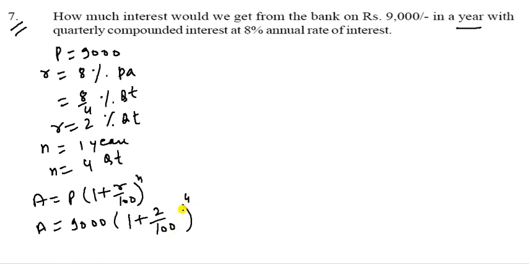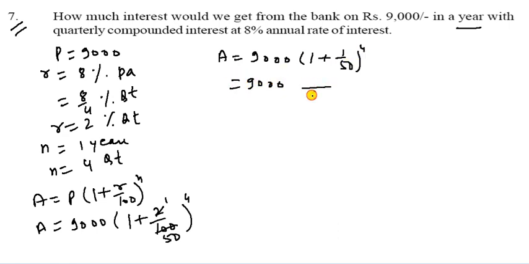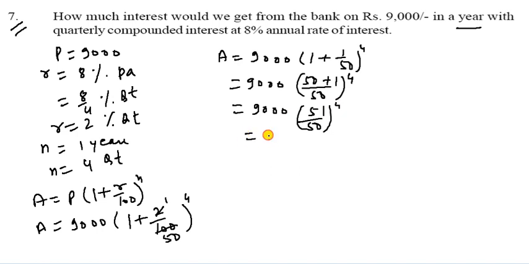Now put the values. P is 9000 and 1 plus R is 2 upon 100 and whole power is 4. So 2 ones are 2 and 2 fives are 10. So we get amount will be equal to 9000 and here is 1 plus 1 upon 50 and whole power is 4. So let us do it, 9000, taking the LCM as 50. So 50 plus 1 and whole power is 4. So it will be 9000, here is 51 upon 50 and whole power is 4.